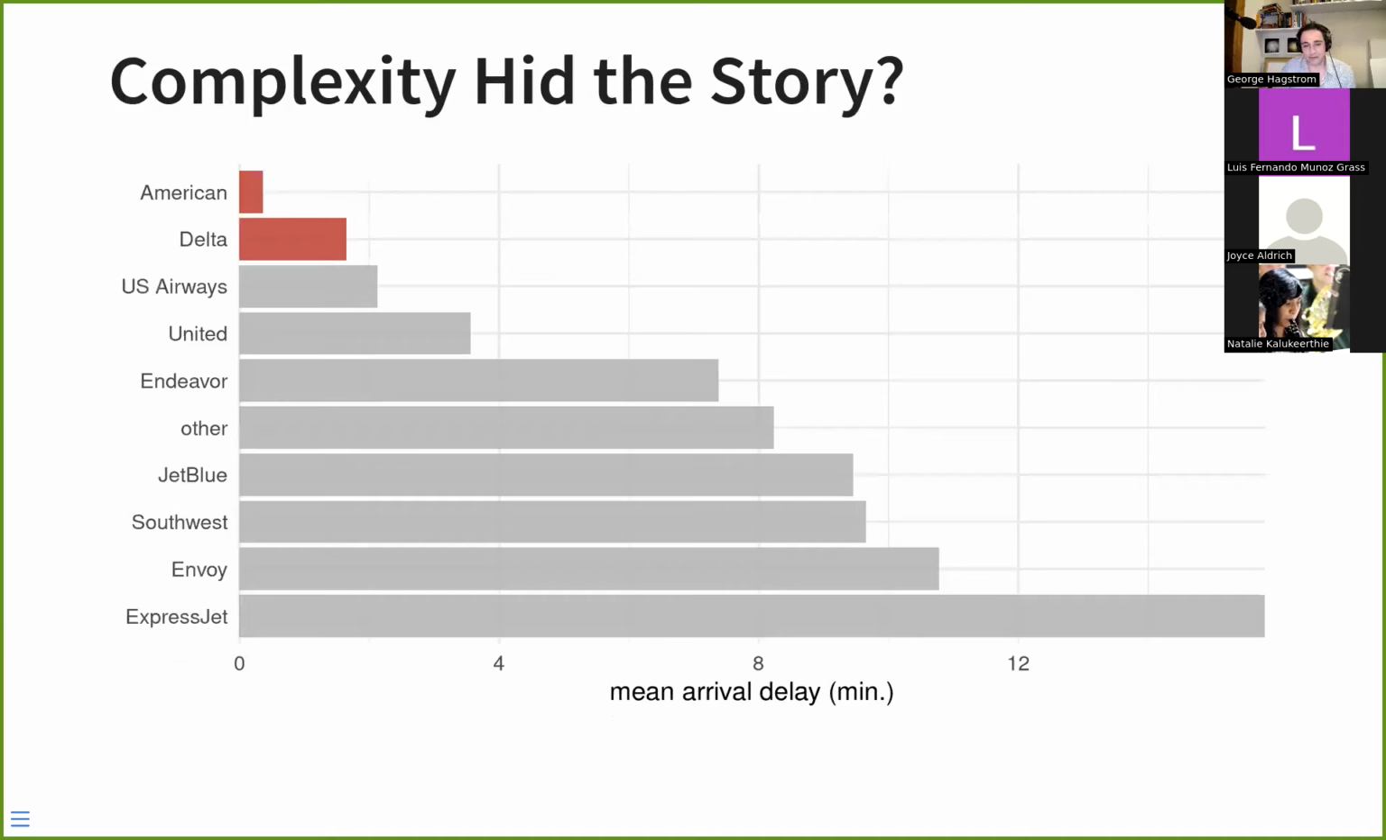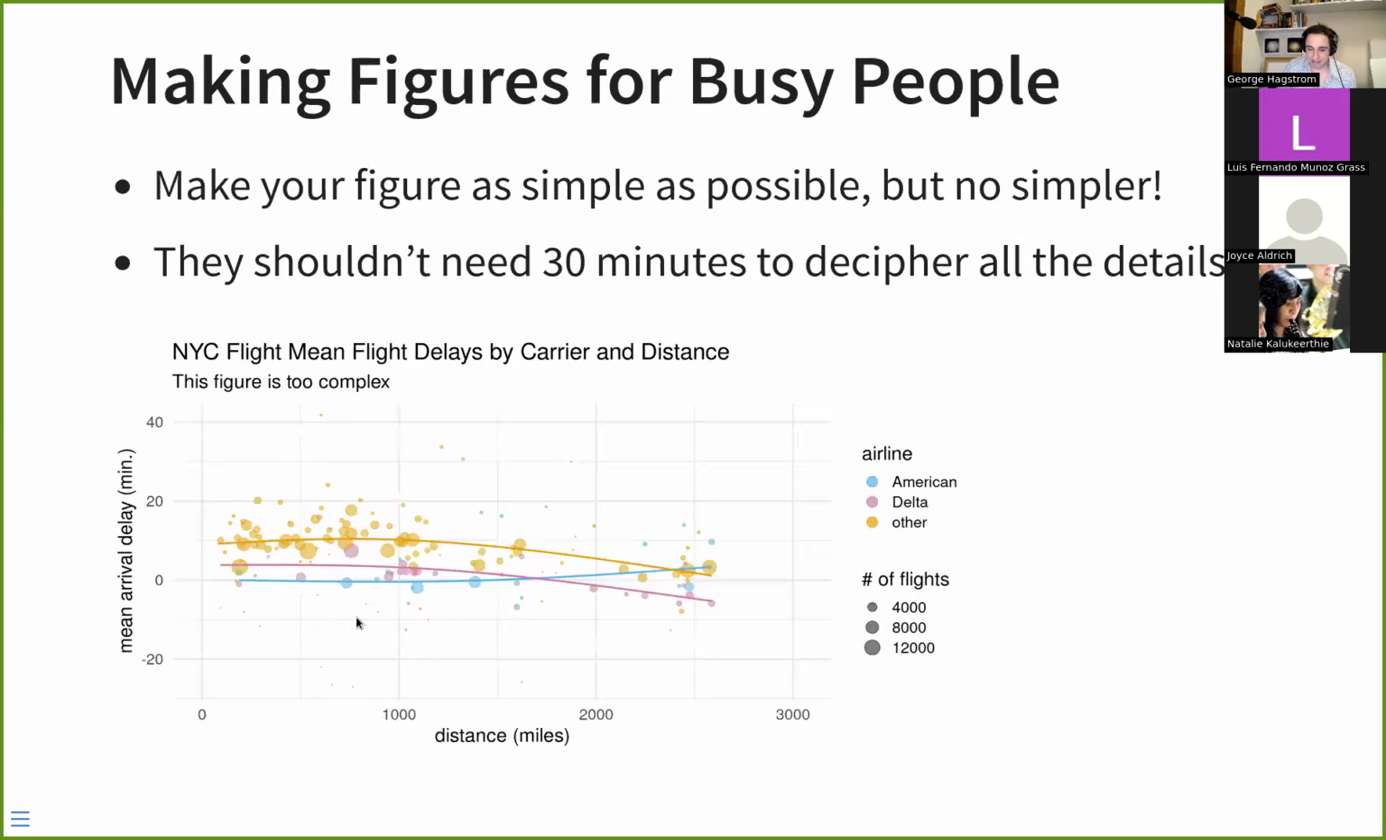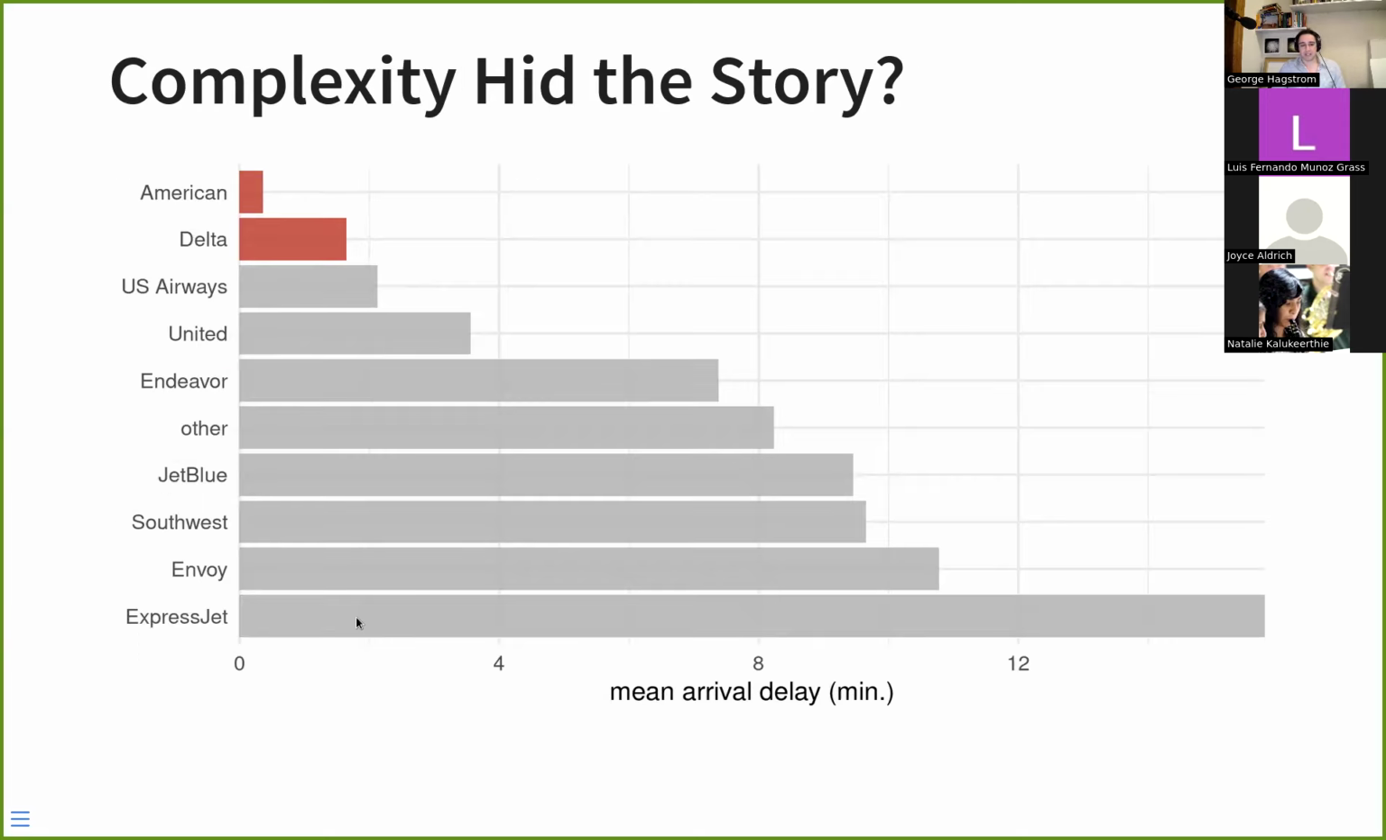And instead you could plot this. I think this demonstrates it in a really easy to understand way. You have, oh look, American and Delta are the most on-time airlines in the data set, and it's not particularly close. I guess it's between 0 and 12 minutes, but still they're the two best. I've colored them in red. And getting this message from the previous graph would be quite difficult.